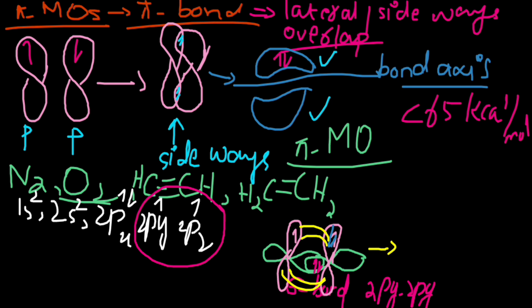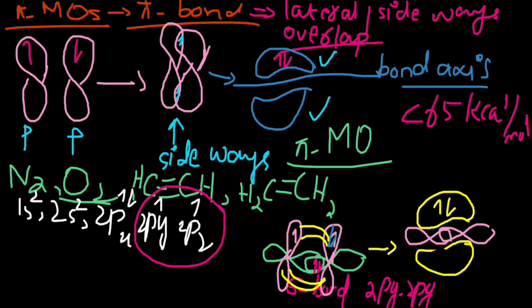So this can be picturized like this. This is the pi bond between the two oxygen atoms, and this is the sigma bond between the two oxygen atoms. So the oxygen molecule is formed by one pi bond and one sigma bond. The bond length of sigma bond is less while that of the pi bond is greater. Same is the case with nitrogen and alkynes.